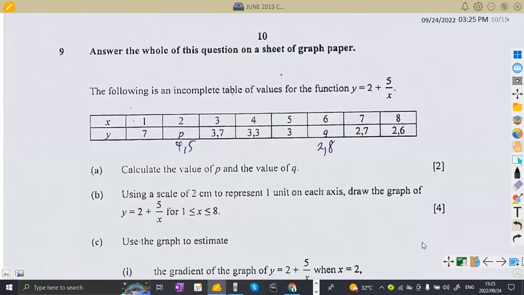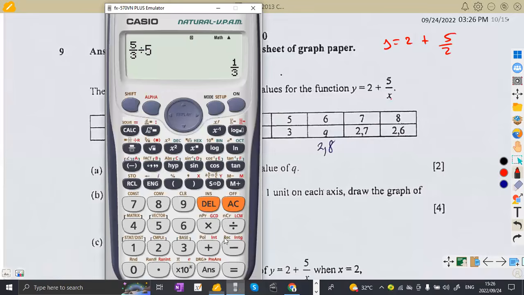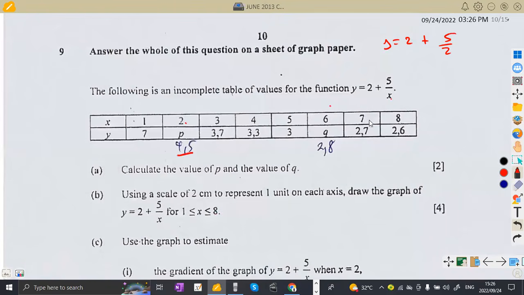Okay, anyways, on number 9, we are now given: answer the whole of this question on a sheet of graph paper. All right, so there, guys, we're supposed to calculate the value of P and the value of Q. So we are simply substituting 2 in place of X. Y is going to be 2 plus 5 over 2. With your calculator, guys, this is paper 2. So 2 plus 5 over 2, just like that, you've got 9 over 2, which is 4,5. That's where we're going to get our 4,5 here.